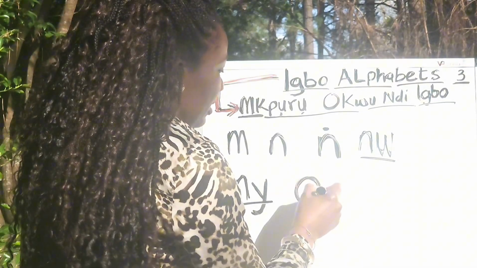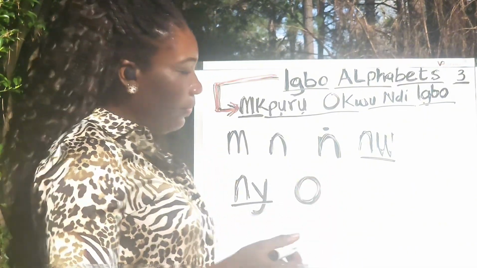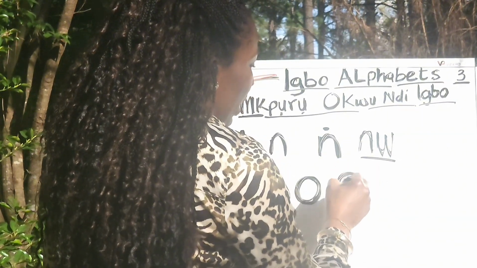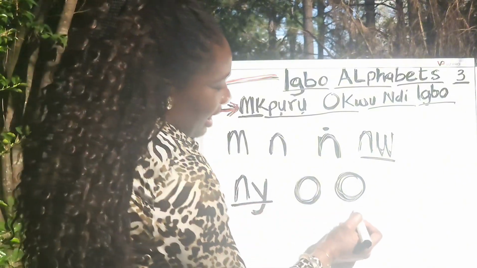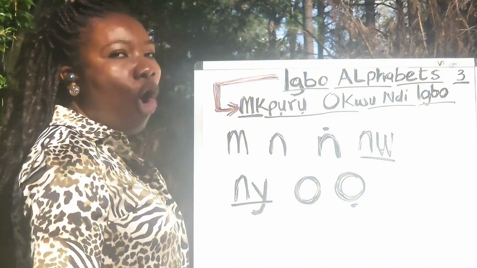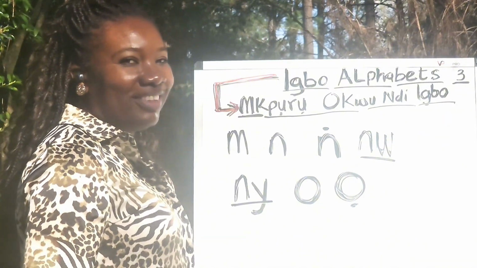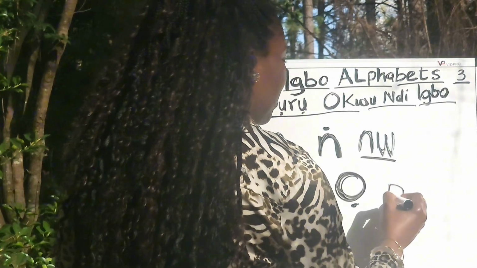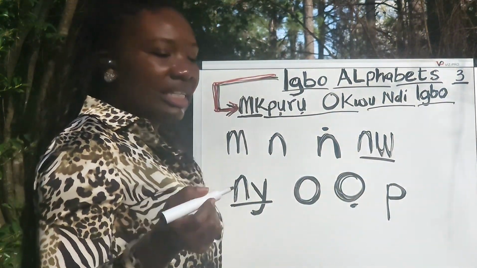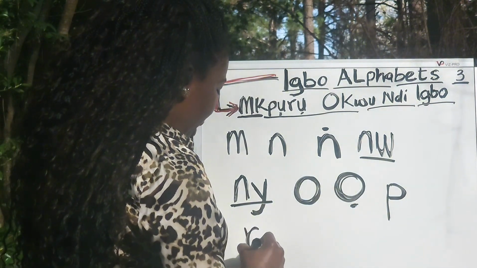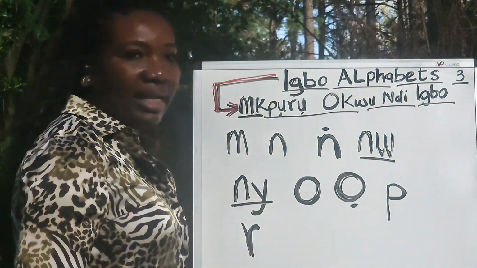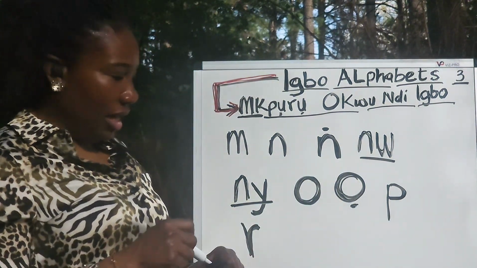So O is still O in English and in Igbo. Then we have another one that has another O that is quite different because it has a dot on the bottom. So when you hear O, so O, P. And the last but not the least today is Re, which is R in English. It is Re in Igbo.